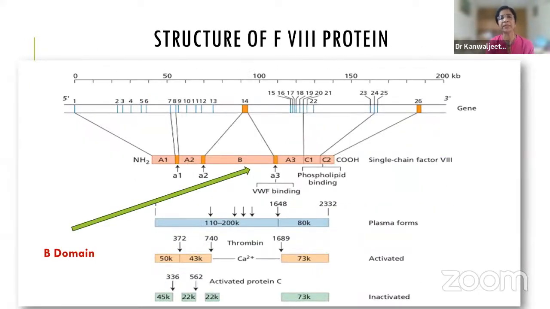Looking at the factor 8 protein structure, it has 6 domains: A1, A2, B, A3, C1, C2. You see that the B domain has no actual function, but it contributes to the significant length of the molecule. B domain deletion is the name you will be coming across in various products. This is a technique which makes the product commercially viable for the manufacturers. It does not give any added advantage to the product, like whether von Willebrand factor binding is improved or any activity is improved or any half-life is changed. It just makes the product rapidly multiply and commercially more viable.